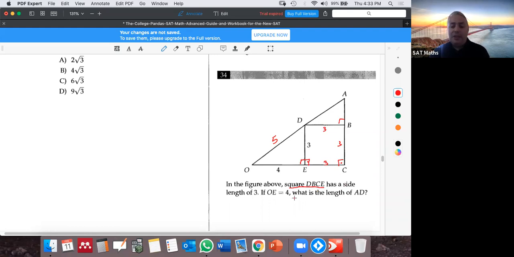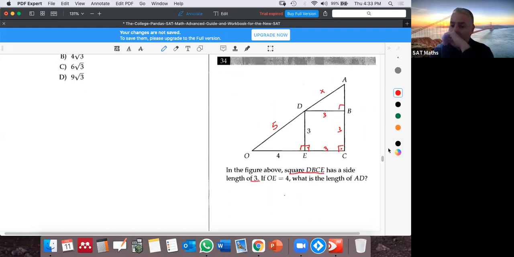And then let me continue. This is now 3, it says, okay. And then OE is 4, so it's okay. What is the length of AD? So if I call this X, what is the length of X? So what can we do? Do we have any idea? Think a little bit. It's the square. So we said that this is right now totally 7. This is right now 5 plus X.